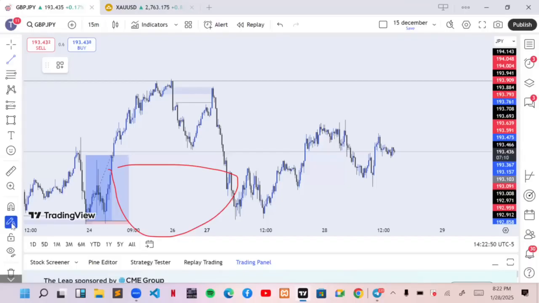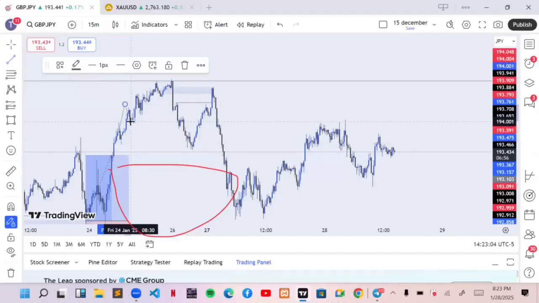Market structure, there are two things I look out for there: market structure shift or break of structure. So I will now start saying, okay, did anything like break of structure occur here or market structure shift? If you pay attention here, you can see price initially on an uptrend, higher highs, higher lows, higher highs, higher lows, and then what? Lower low.